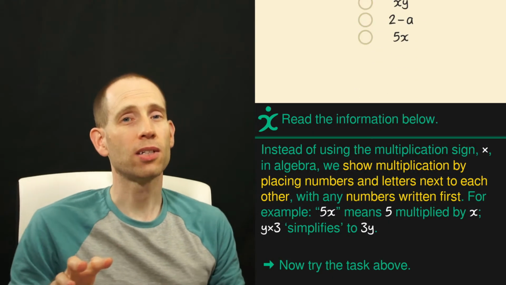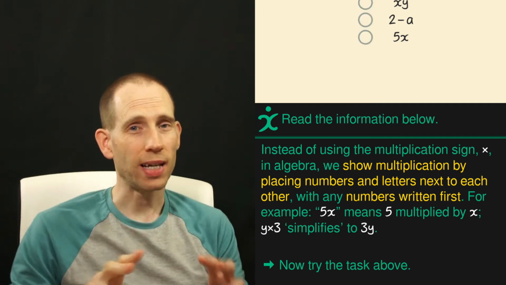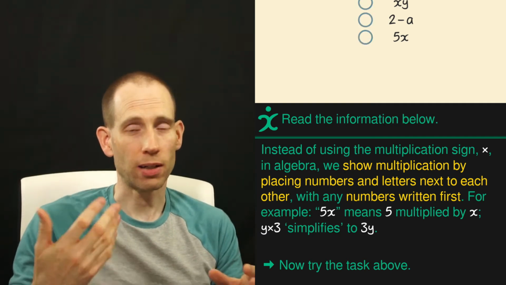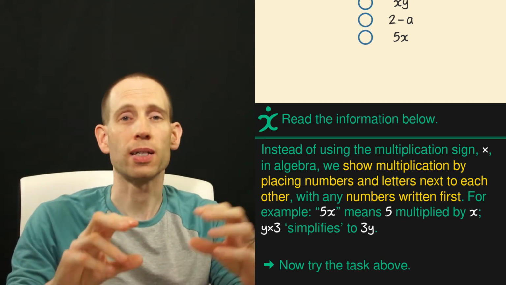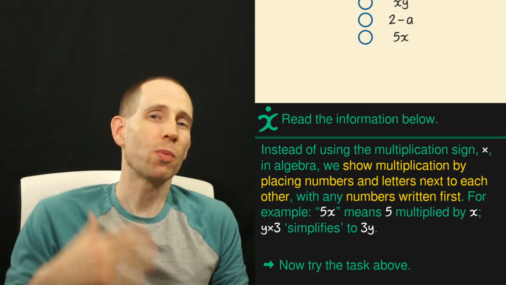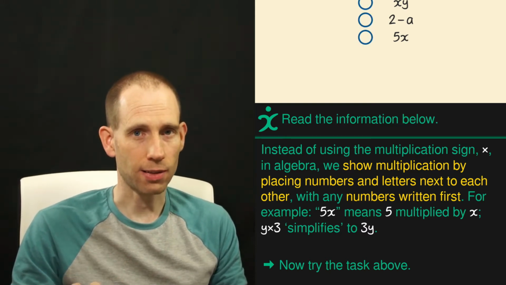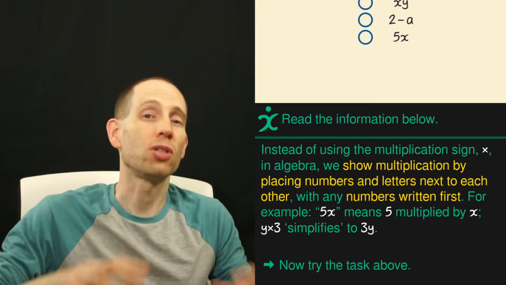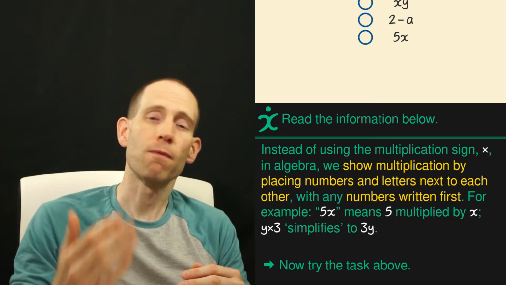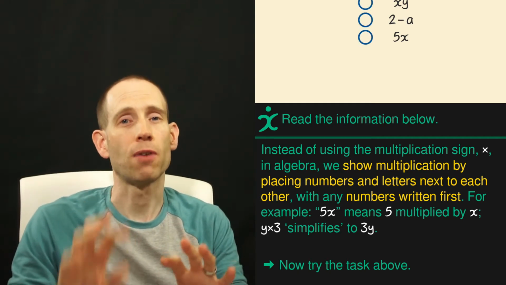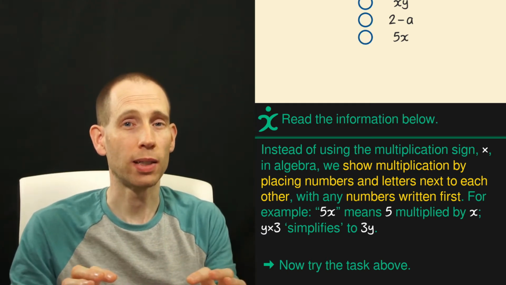Okay, so some notation with algebra then. In the previous example, we saw the multiplication signs between the factors. So we had a 3, a multiplication sign, and then an 8 to show that we're doing 3 times 8, making 24. When we start to use letters in algebra, we no longer use the multiplication sign to show multiplication. We show multiplication by simply putting things next to each other. So if I put a 5 next to an x, that means 5 multiplied by x, even though I'm not writing down the multiplication sign between them.